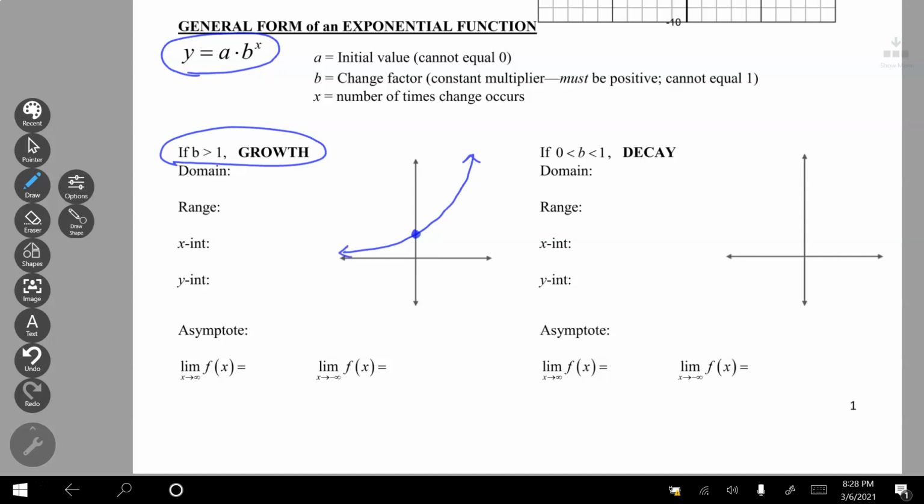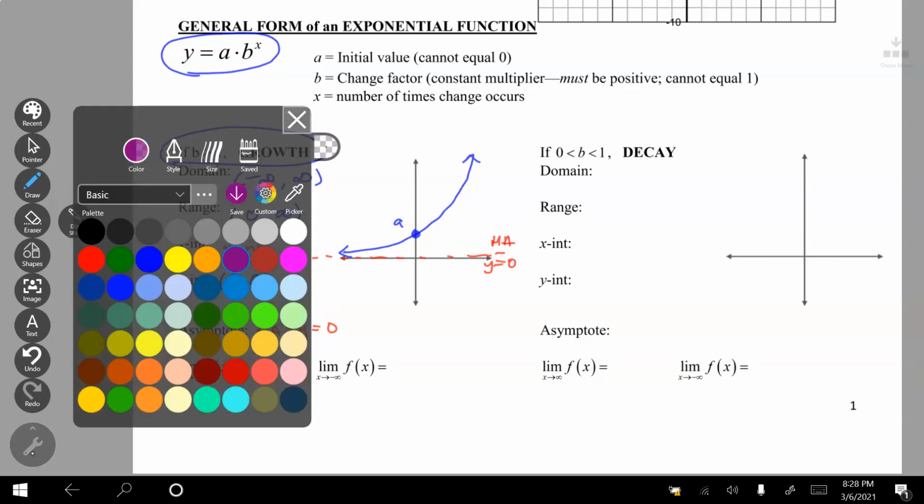This point right here is the y-intercept, and that is always going to be a. So the y-intercept is (0, a). My domain is all real numbers. My range is 0 to infinity because there is a horizontal asymptote of y equals 0. Now both ends don't have to level off, but one does. HA of y equals 0. The x-intercept, there is none.